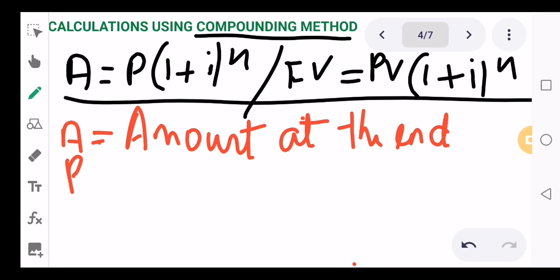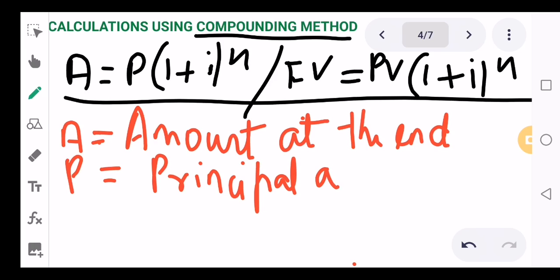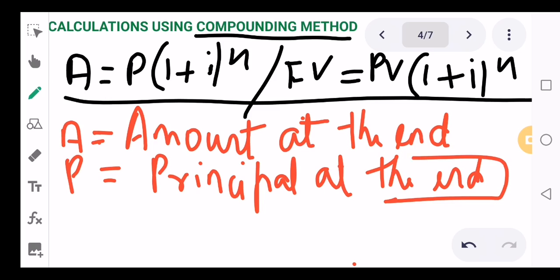P is the principal amount. In the previous example the principal was 100, but since this is the compounding method, we have to consider the principal at the end of the period.